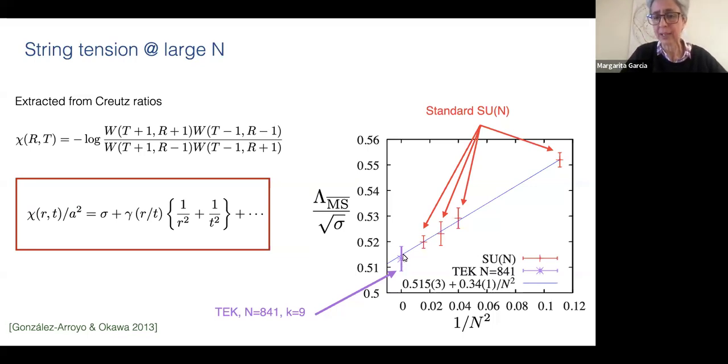So this is what I was saying, that the advantage of TEK is that with the large n simulation, you are basically on top of the infinite volume result, okay? They have also derived the first correction to the string tension, obtaining a result that is different from the expected Nambu-Goto result. But as I say, this is not my work.